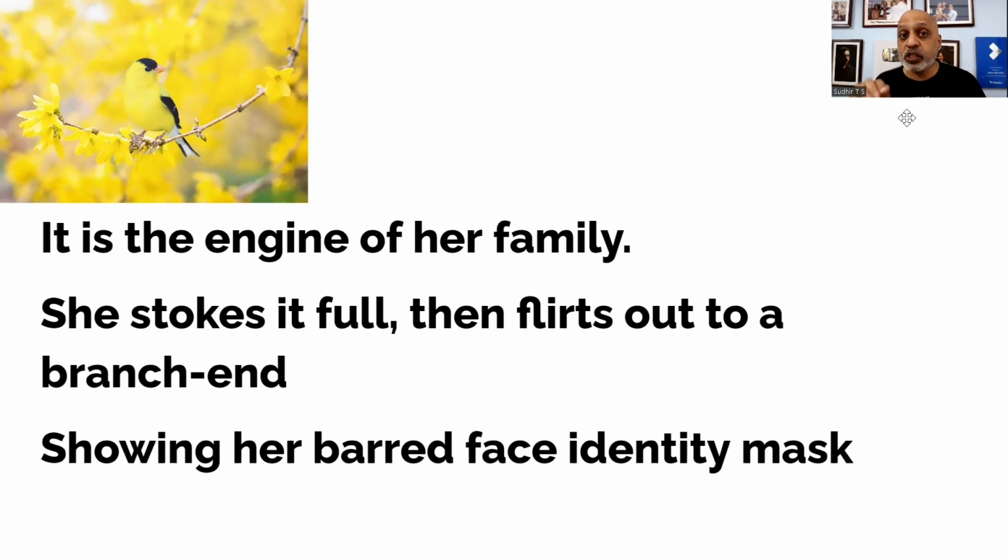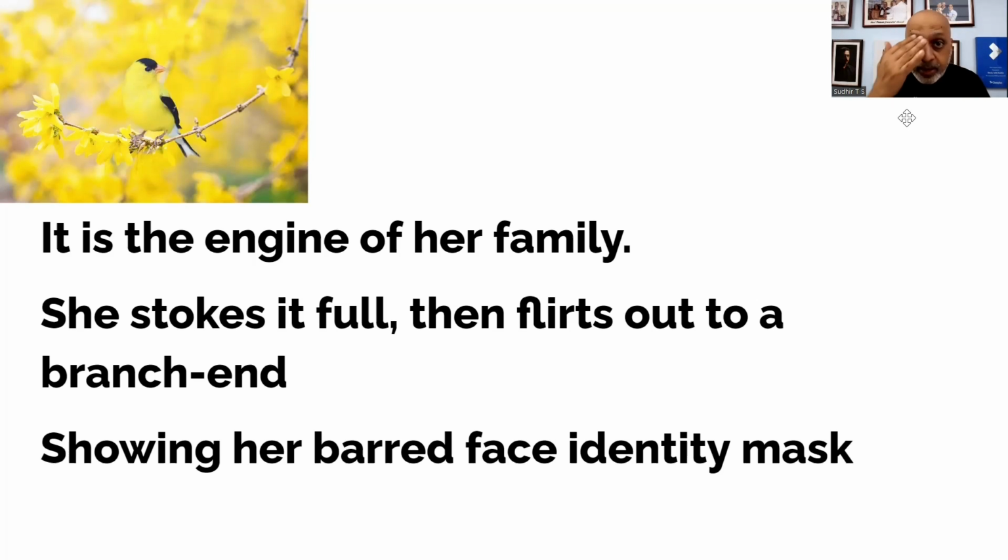That's when her face is visible because she has moved away from the thickness of the tree. So her yellow camouflaged body is now visible, right? What does barred face identity mask mean? The striped face of the goldfinch is the mask.